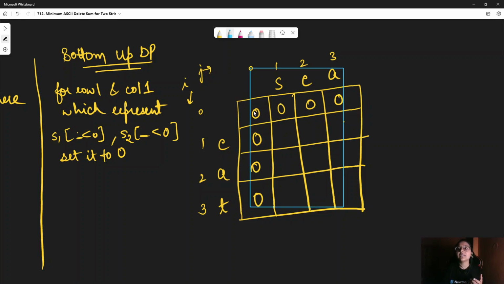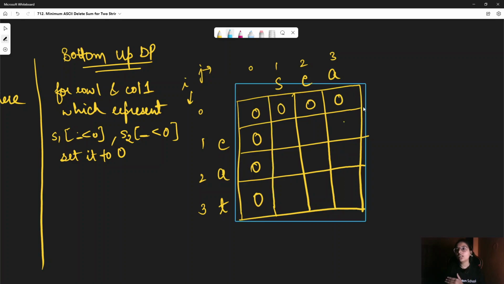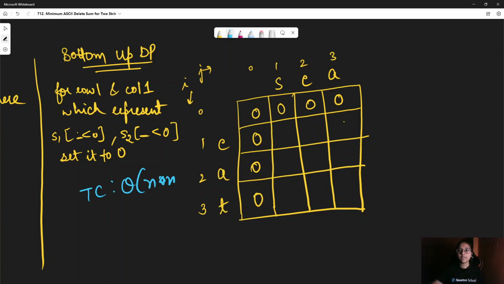But here you can see the previous value is 0, and the present value, because of these things only, will also remain 0. Means the whole row and the whole column will become 0. And then the things would be filled on the basis of the cases which we were using in our recursive solution. So this was the whole explanation about this particular question. The time complexity, as usual, would be order of n into m, and the space complexity would also be the same for both memoization and bottom up.